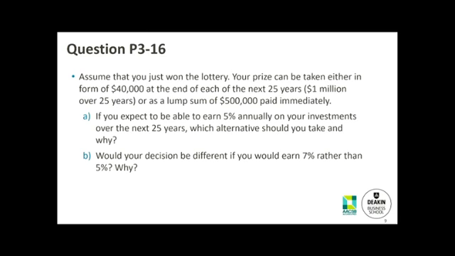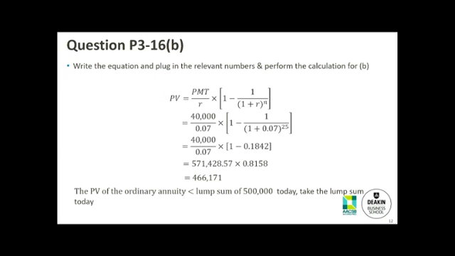Same question, but part B. Would your decision be different if you would earn 7% rather than 5%? We still apply the same method, but now the interest rate is 7%. Am I right? What about the present value now? We apply the 7% into the equation. As we all know, interest rate goes up, present value decreases. What's the present value? Present value now will be $466,171, isn't it? Do you agree? Now, which option should we go for? We go for the second one.